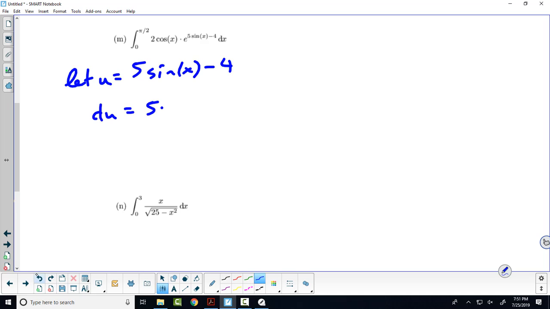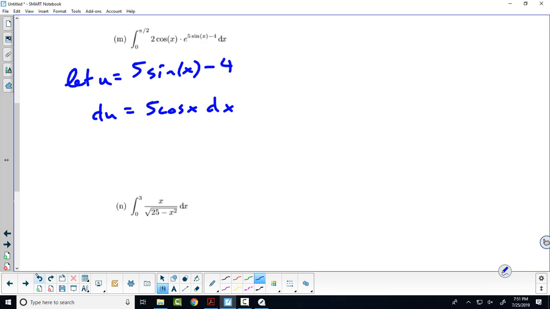du is equal to 5 cosine x dx. No, just take the derivative of this. What's the derivative of 5 sine x? It's 5 cosine x. But you've noticed something, Amy. This is not a perfect substitution.